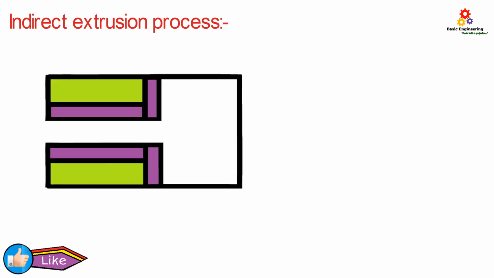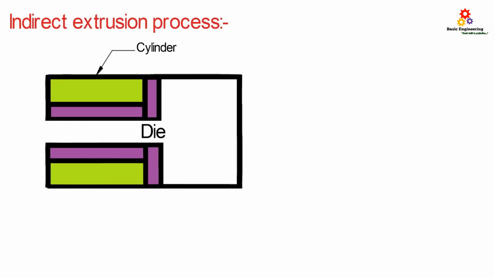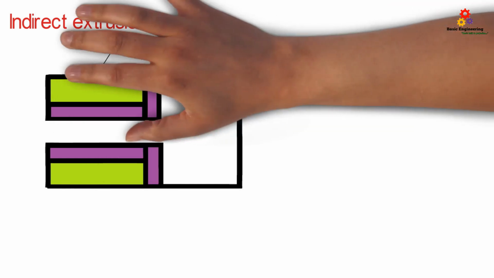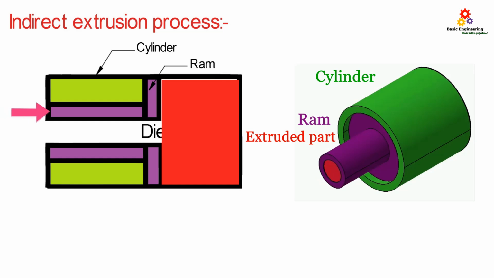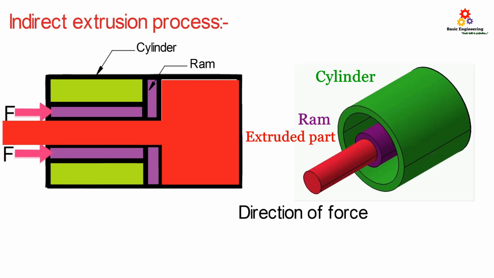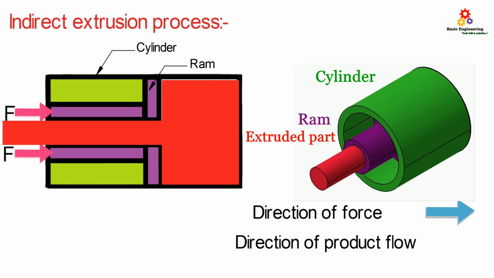Next is indirect extrusion. What happens in indirect extrusion? The die is provided on the ram itself. When the ram applies pressure on the billet, it will come out from the die provided on the ram. But in this case, the product flows in the opposite direction to that in which the force is applied by the ram.